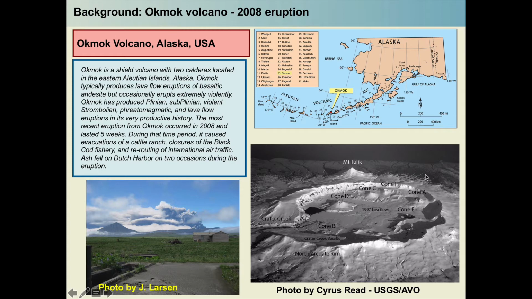Here's an image that shows inside of Okmok caldera before the 2008 eruption. You can see it's a big collapsed caldera, 10 kilometers in diameter. Inside the caldera are smaller cones that have grown up in the past 2,000 years since that caldera formed.